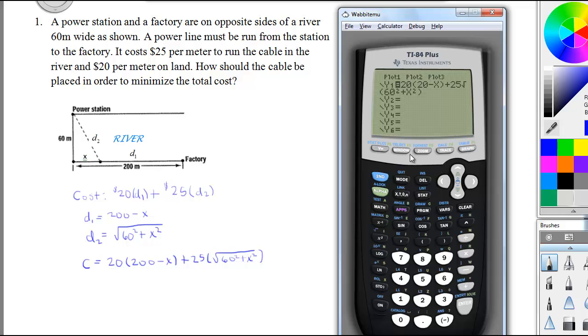Alright, I think that looks good. And then we'll set our window x from 0 to 200, and y scale, say 0 to, what did we say, 8,000? And you can do this in thousands. So yeah, 8,000 was a little high. I'm going to cut that down to maybe 4,000. Looks a little better. And then we are looking for the minimum of that function.